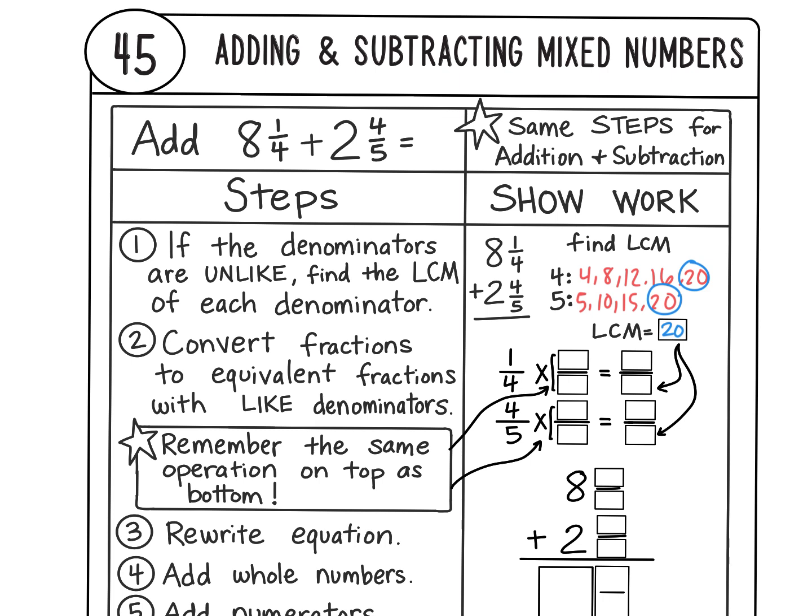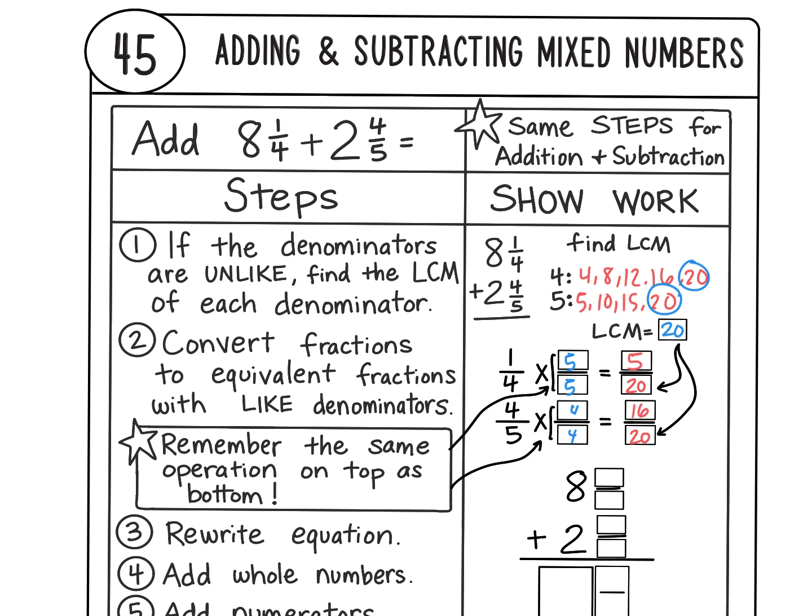So I've got, oh, sorry, I wrote that in the wrong spot. It goes here. So what do I multiply 4 by to equal 20? 5. So I'm going to put 5 here. And if I do it to the bottom, I have to do the same thing to the top. So my numerator of my new fraction should be 5. Because if I do 4 times 5 to get 20, then I got to do 1 times 5 to get my numerator. Okay, now I look at my second fraction, the 4/5. What do I multiply 5 by to get 20? 4. So I do the same thing to the top. So 4 times 4 is 16.